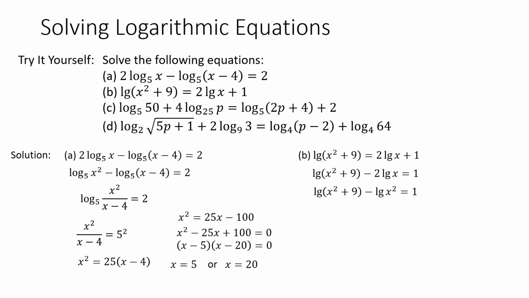And here we can apply the quotient law. The minus becomes division. And the log, we can use anti-log, which becomes x squared plus 9 over x squared equals 10 to the power 1. And it will be x squared plus 9 equals 10x squared. So 9x squared equals 9, x squared is equal to 1. Hence, x equals 1 or x equals negative 1.